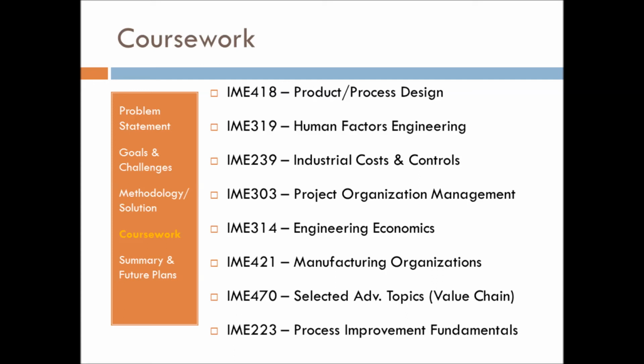IME 319, Human Factors Engineering, played a role in the user interface design, using some of the methods taught in that class to design an ergonomic interface. Also, IME 303, Project Management, played a role in planning out the project. Items taught in IME 421, Manufacturing Organizations, played a role in determining how a restaurant manager might use and interact with our app, as well as some topics from cost controls, engineering economics, value chain, and process improvement fundamentals.